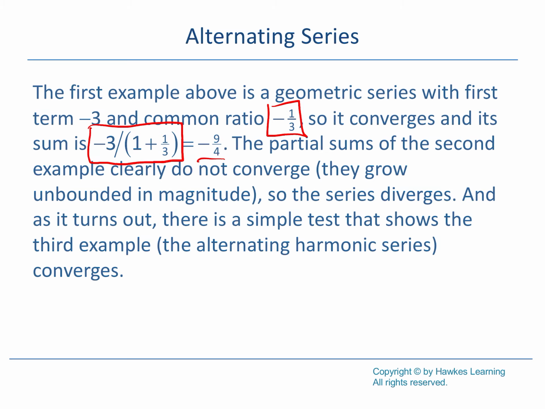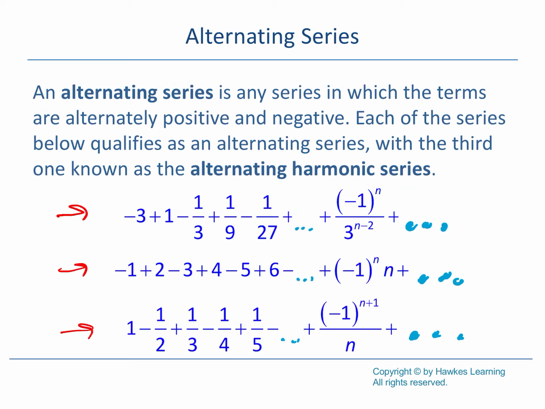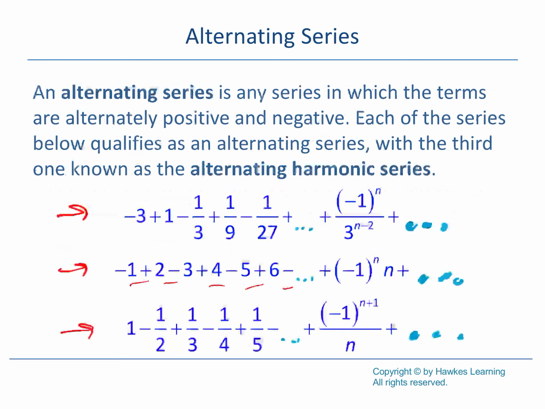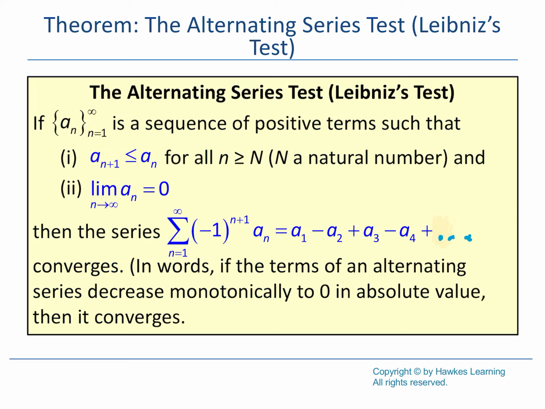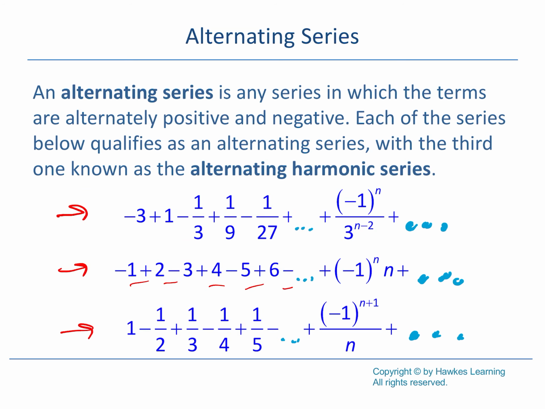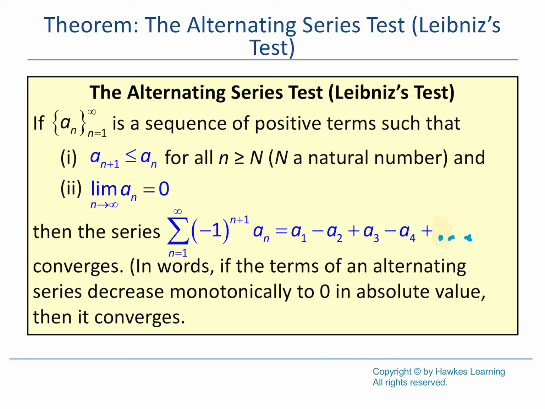Then the second example here, where the numbers were just increasing linearly from 1 to 2 to 3 to 4 to 5, that one definitely diverges because those numbers are growing without bound. So no surprise there. And then we're going to look at the alternating series test, and see that the alternating harmonic series actually fits this alternating series test, and therefore will be convergent, or at least conditionally convergent. Here's the alternating series test.